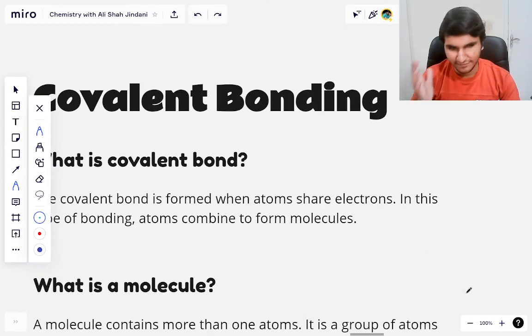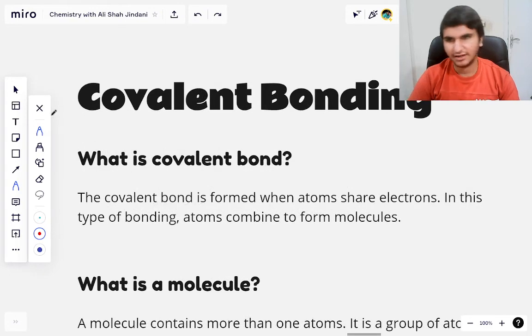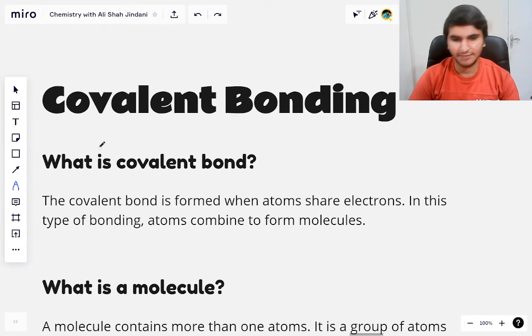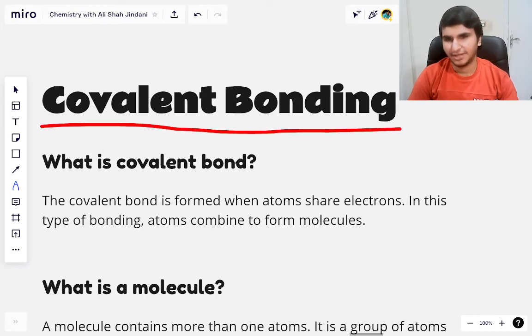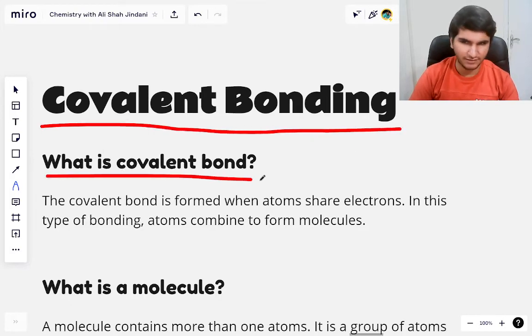Now we are finally done with ionic bonding and we are going to move towards covalent bonding. This is another vast topic in its own right, but we are going to cover it briefly, trying to not go too much into depth, but at the same time providing you with as much information as you need. So, covalent bonding. What is covalent bonding?